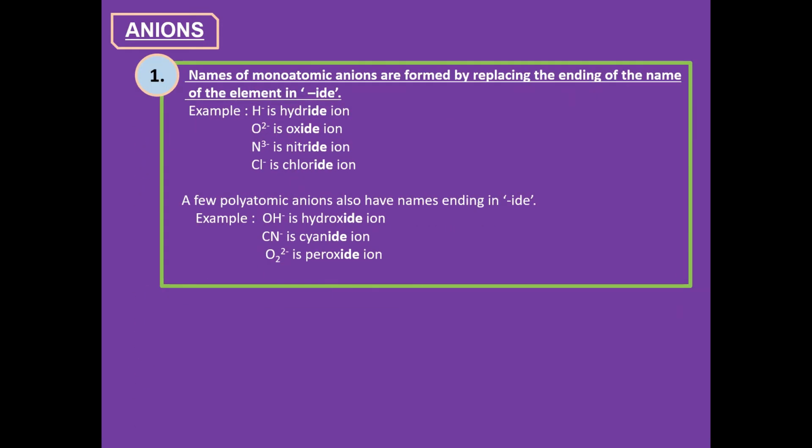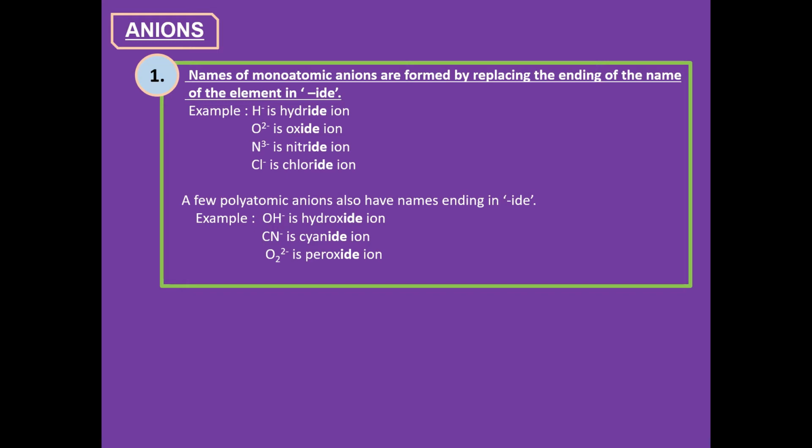Naming of anions. First part, names of monoatomic anions are formed by replacing the ending of the name of the element with "-ide". For example, H- is hydride ion, O2- is oxide ion, N3- is nitride ion, and Cl- is chloride ion.